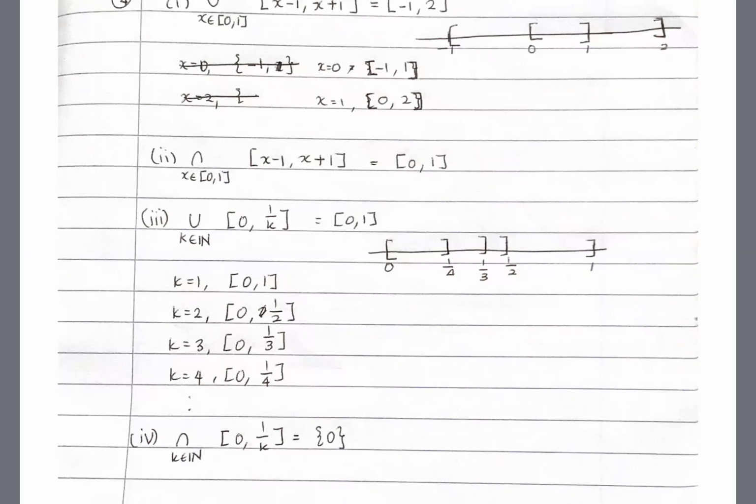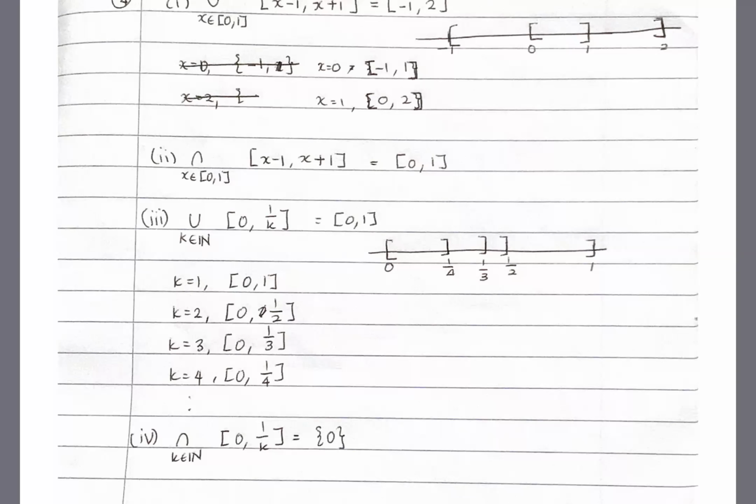Because your interval is actually decreasing for increasing k. The longest interval is at the beginning, then it starts to shrink. The longest interval is already 0, 1, and for further k it will start to shrink. Therefore, when you take the union, it is just equal to the largest interval, which is 0, 1.